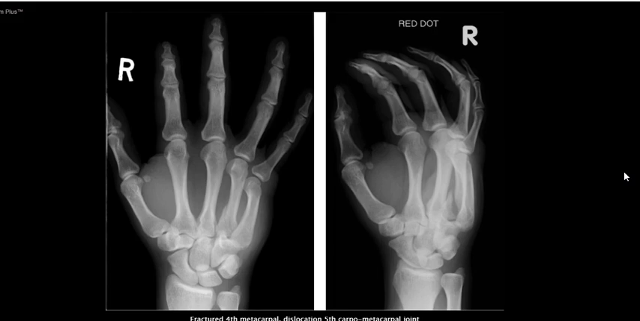These types of injuries can be commonly associated with dislocations of the fourth and fifth metacarpal. There's a fractured fourth metacarpal here, and there's a dislocation of the fifth carpometacarpal joint.